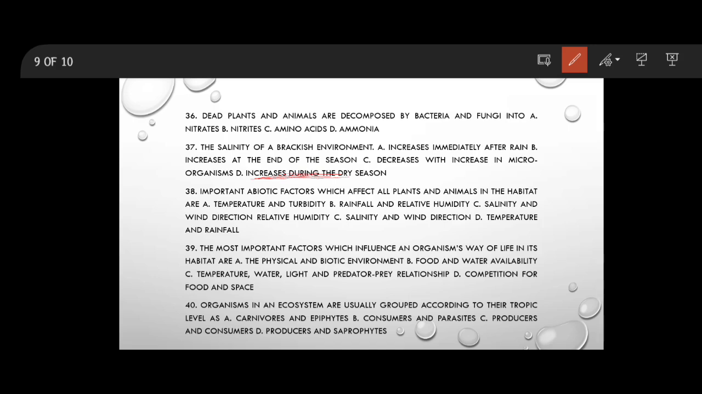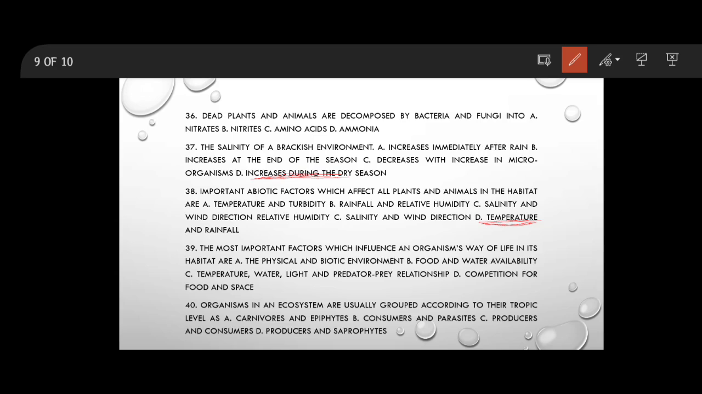We have option C, salinity, wind direction and relative humidity again. Salinity is basically a function of aquatic environment. Therefore, its effect is also limited, making it wrong. We have salinity again, making it wrong. Then we have option D, temperature and rainfall. It affects all forms of habitat that we have. Therefore, that will be the answer.